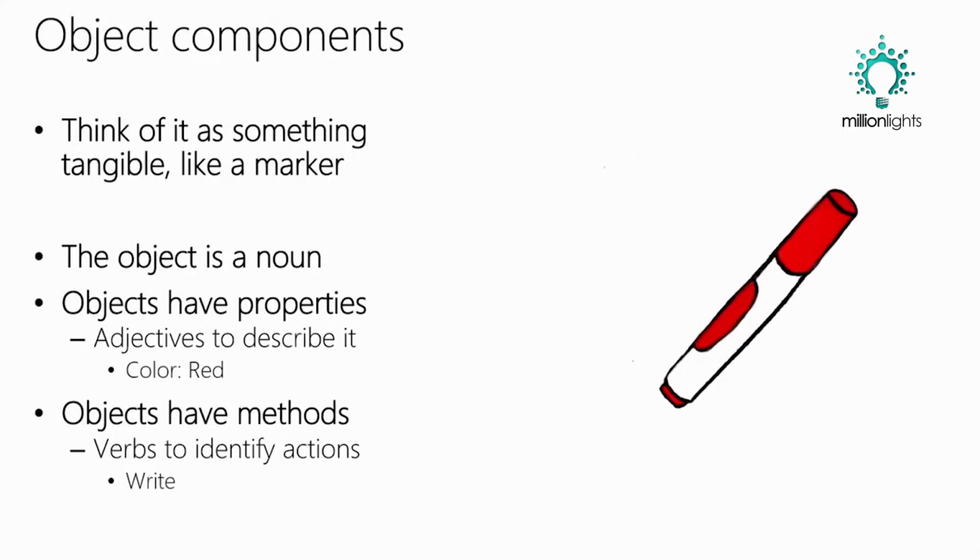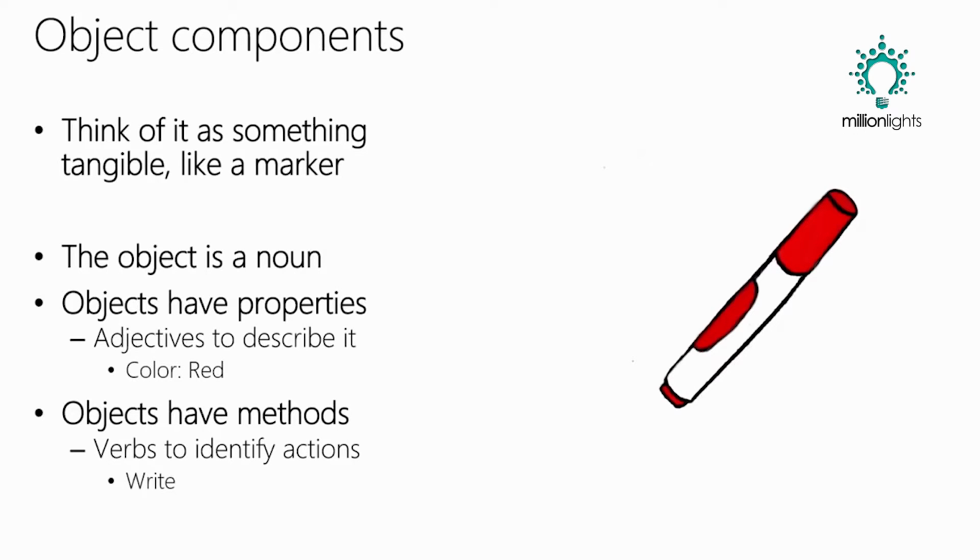That's your noun. Now, we're going to turn this into a slight English class here, or a language class, I guess, to be a bit more generic. And every noun that we have is going to have two things. It's going to have actions or verbs, and it's going to have properties or adjectives. So a property or an adjective is something that can be used to describe that object. So if we take a look at our marker, you're going to notice that our marker is red. So it could have a property of color that would be set to red.